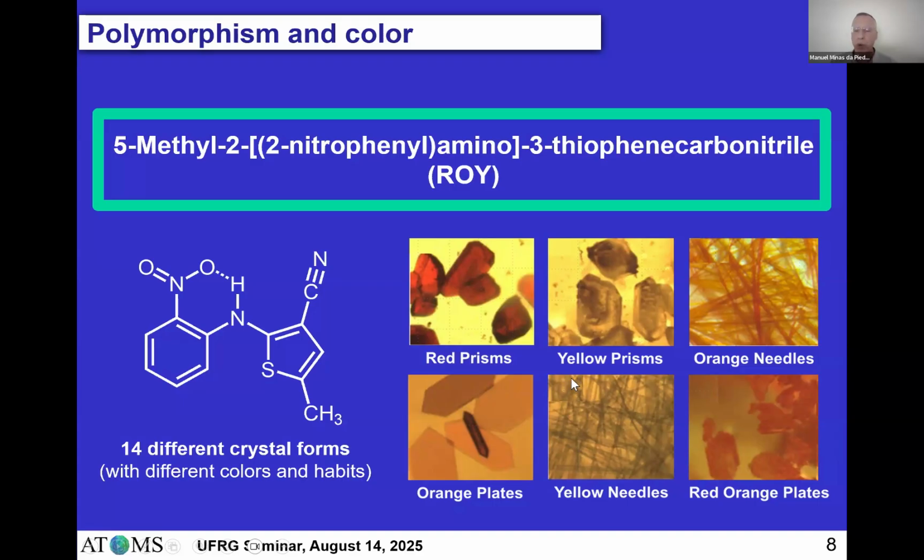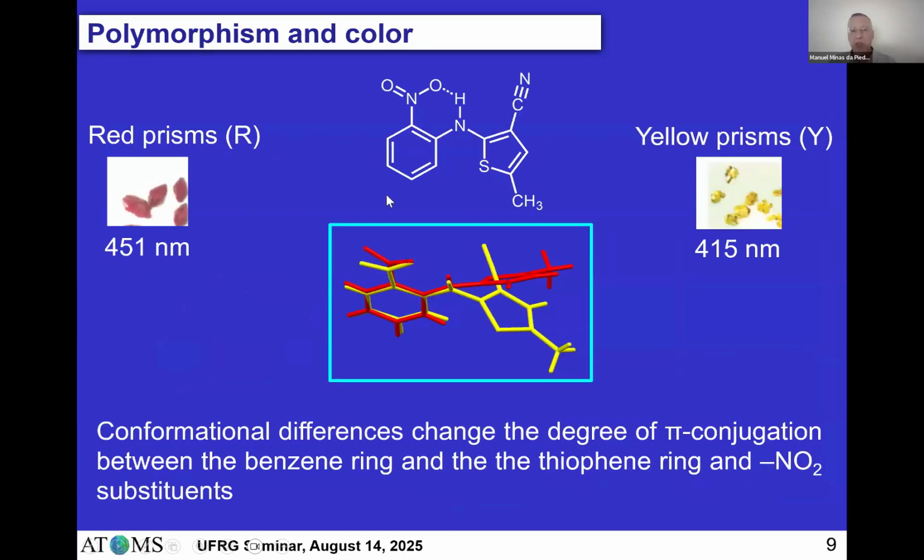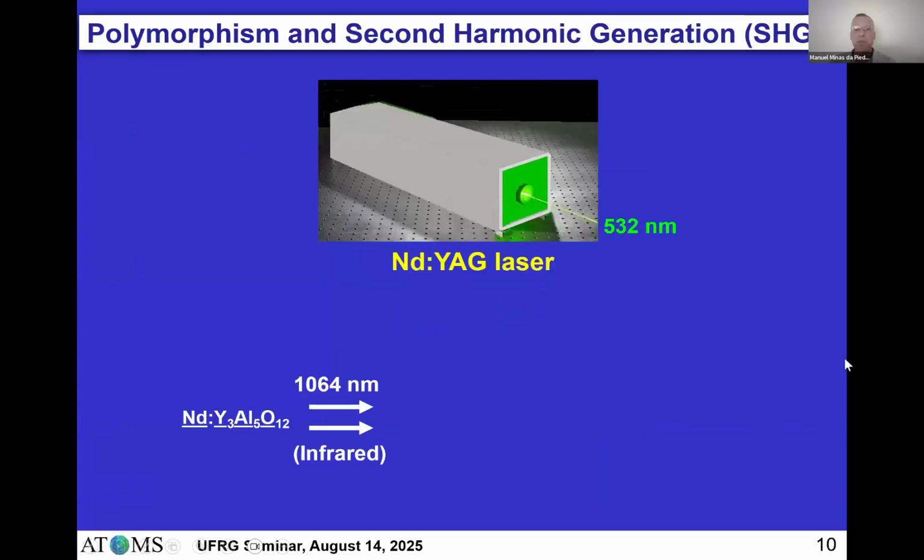Now, why does this happen? This happens because when Roy crystallizes, depending on the method of crystallization, the conformation of the molecule can change, and so the conjugation of this pi system will change, and that will change the HOMO-LUMO gap, and so the wavelength of absorption will change. This is, for example, the red prisms, which absorb at 451 nanometers, and the yellow prisms, which absorb at 415 nanometers.